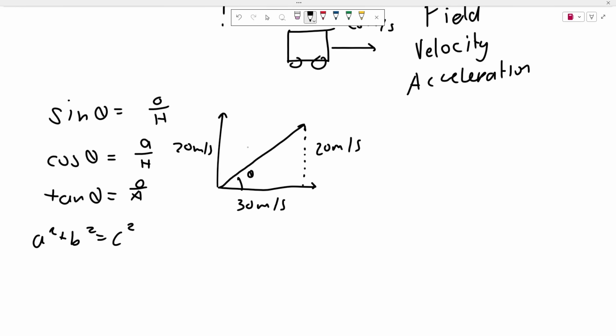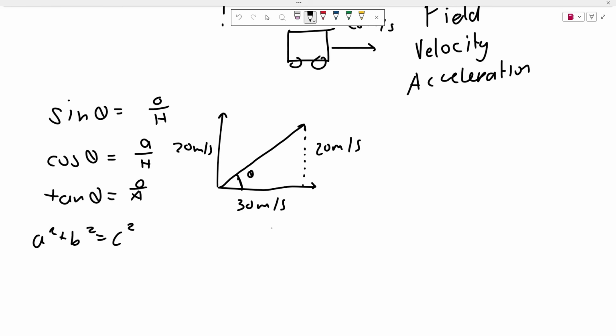Oftentimes on the Regents, you'll be given these types of situations where you'll draw a triangle and solve for one side, but usually it won't be a clear triangle, so you'll have to move one of the sides to another side to actually form the triangle, like I did here.